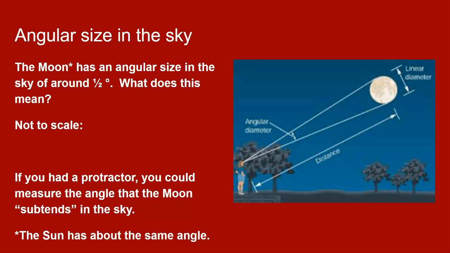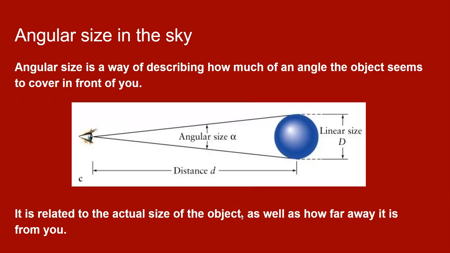The moon has an angular size of about half a degree, which is also about the same angular size as the sun. What that means is, if you can tell from the picture, if you were looking at the moon and you look at the left side of the full moon and the right side of the full moon, this angle in here, if you could imagine kind of measuring it with a protractor, is what we call the angular size of the moon. So yeah, and that's about half a degree. It's also, again, about the same for the sun.